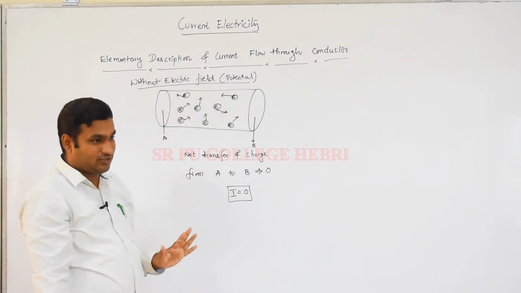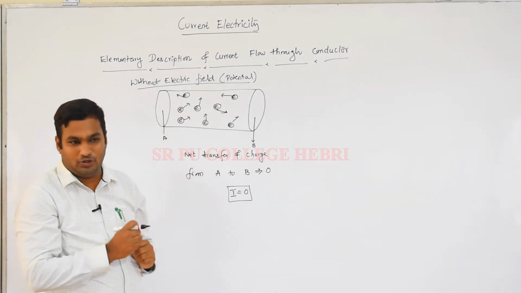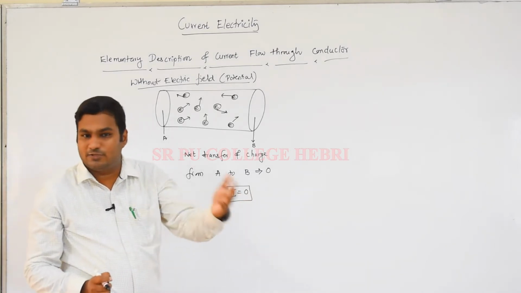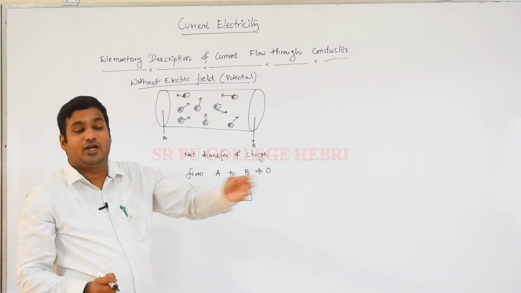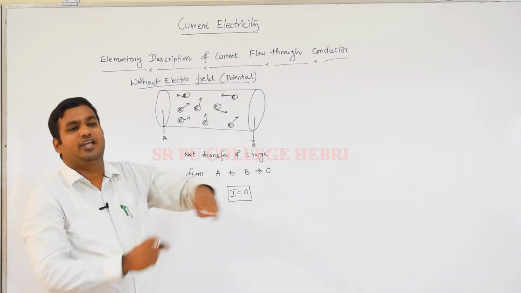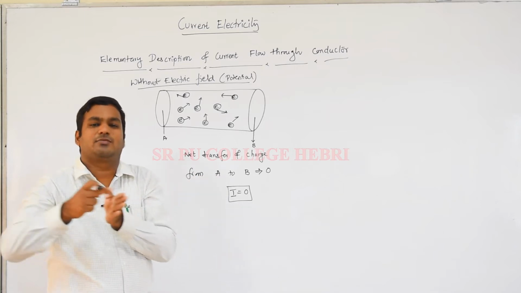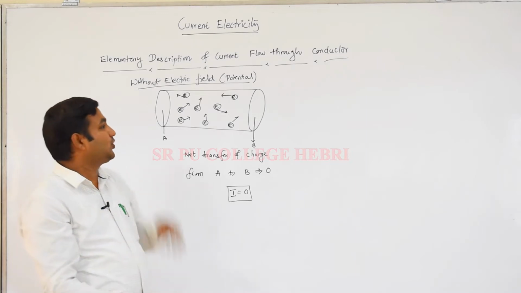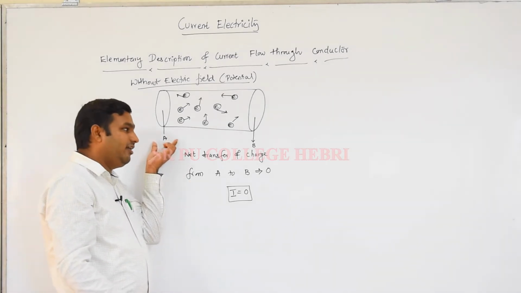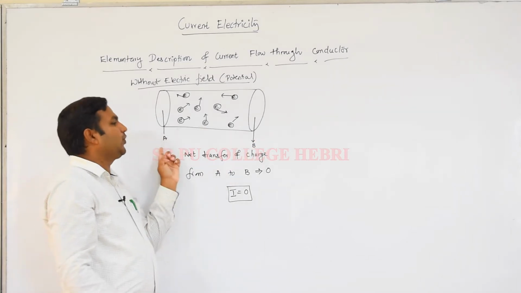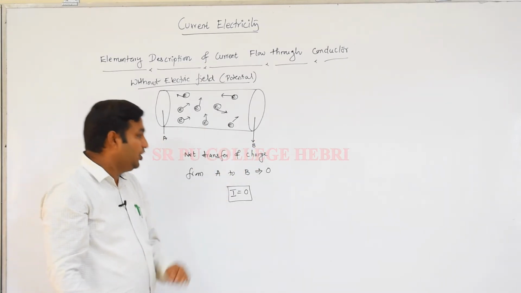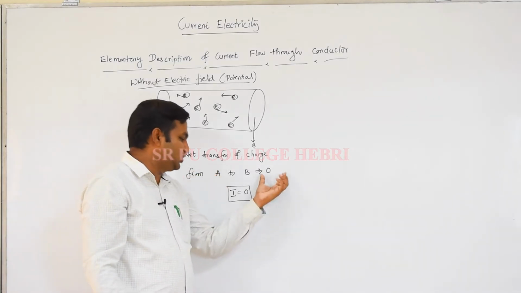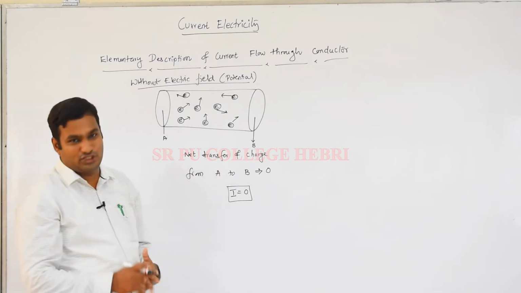Automatically in this system they collide with the ions. After collision they again start moving at the same speed or same velocity, and again they collide with one more ion. Its direction changes but velocity remains the same. We call it an elastic type of collision. Due to that collision, no electrons move from end A to end B. If no electron moves from end A to end B, automatically the net transfer of charge from end A to end B becomes zero. So electric current becomes zero.